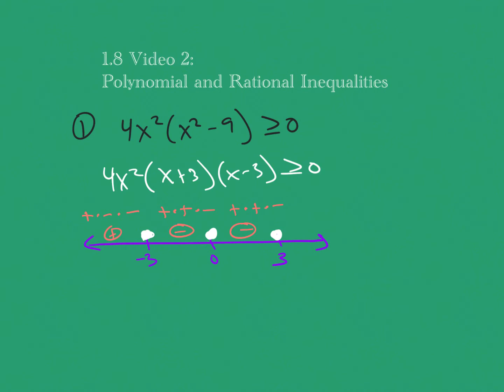Finally, in my last one, we get positive times positive times positive, so back to positive there. Now I can see that my solution is anywhere where it's positive, because I want greater than or equal to 0. So that's those outsides there, but don't forget that this 0 is also a solution. When we write our interval notation solution, it's -infinity to -3 inclusive, union 0, union 3 to infinity.